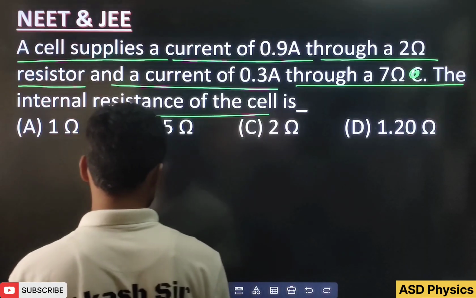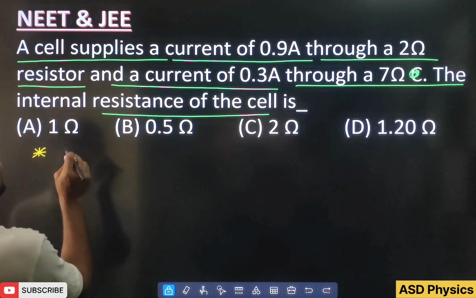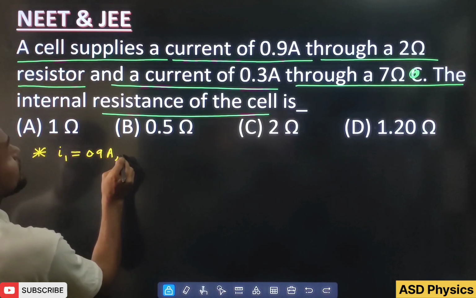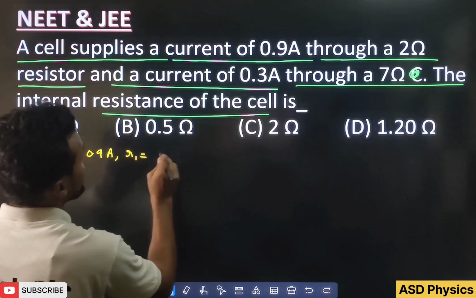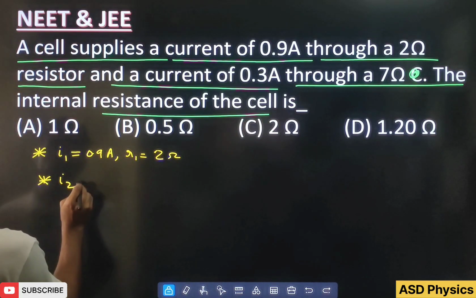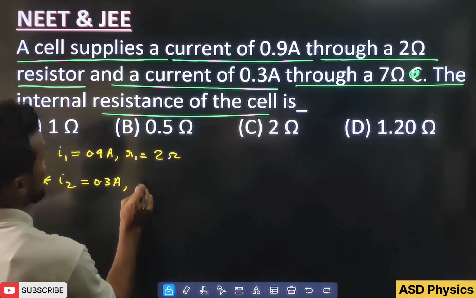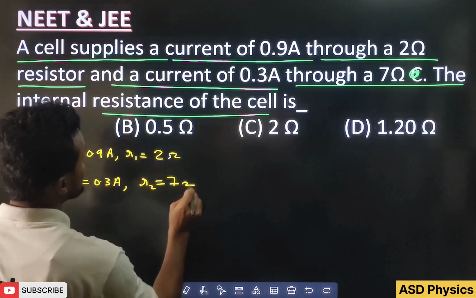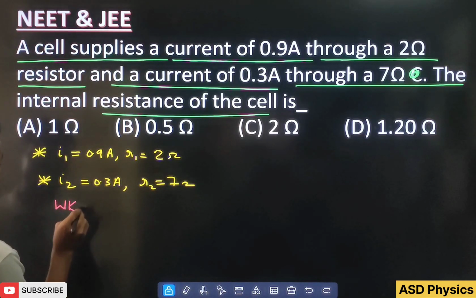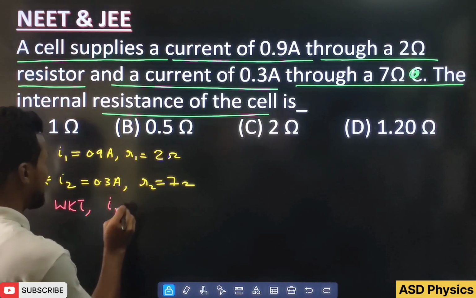Okay. So students, if I write here, see. In the first situation, how much is given? They have given the current 0.9 ampere and the resistance is 2 ohm. After that, in the second situation, the current is 0.3 ampere and the resistance is 7 ohm. Okay. So two situations are there, and you know very well, multiple times I told you.